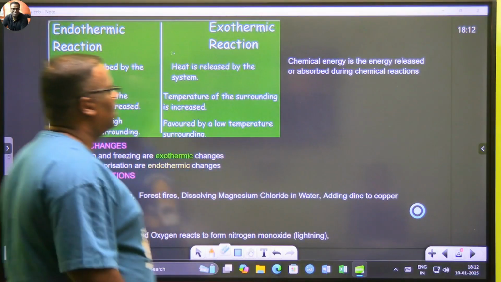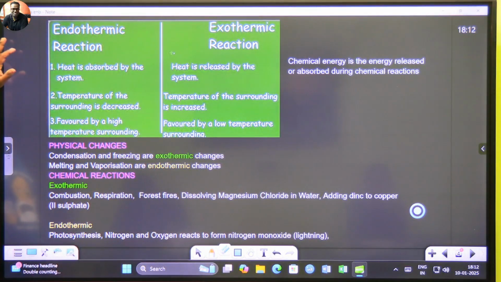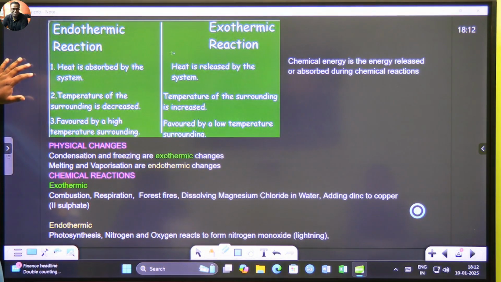Okay. So this is your summary. Endothermic reaction, heat is absorbed by the system, physics perspective. Temperature of the surrounding is decreased, because we will learn this in physics also. We have to understand that. Favored by a high temperature surrounding.